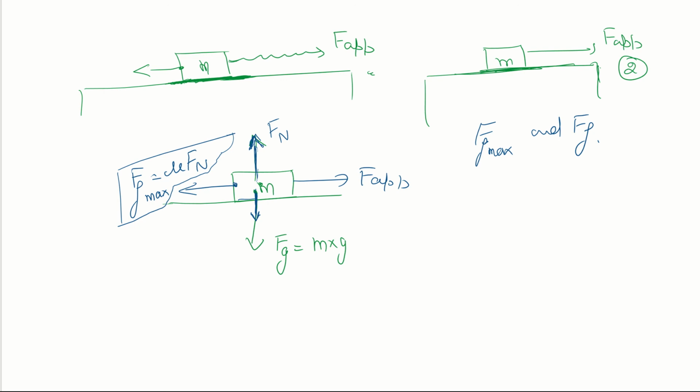Now let's try and calculate the maximum force of friction which is acting on this body. Before that, I haven't talked about this mu value. This mu is called the coefficient of friction.